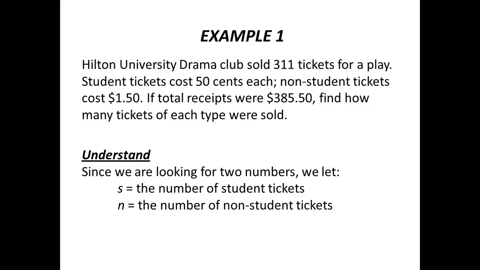Hilton University Drama Club sold 311 tickets for a play. The student tickets cost 50 cents each, and the non-student tickets cost $1.50 each. If the total receipts for the drama club were $385.50, find out how many tickets of each type were sold. We're going to assign variables here that will make sense in the problem. So we're going to let S equal the number of student tickets, and we're going to let N equal the number of non-student tickets.